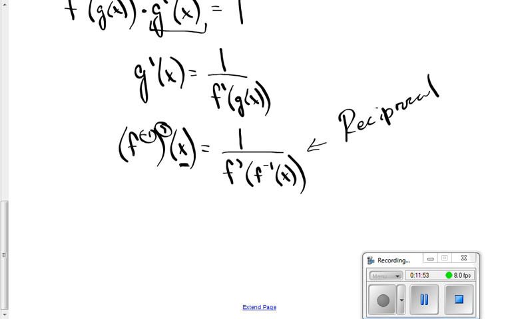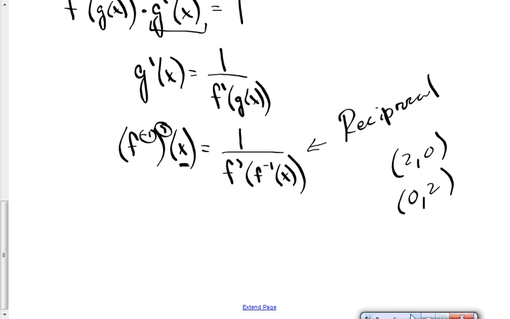Now you have to have the inverse points. It's got to be this (2, 0), (0, 2) idea. You can't do it at other pairs of points on the inverse. You can do it at (1, 5) and (5, 1). But if those points aren't the inverses of each other, you can't do it. Okay?